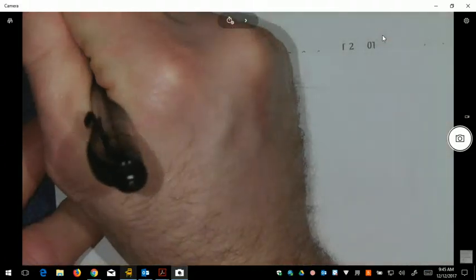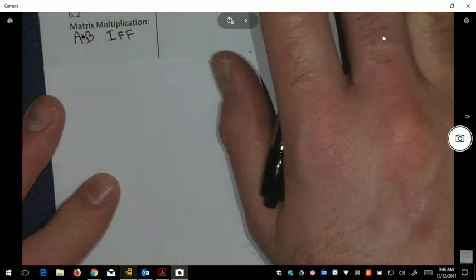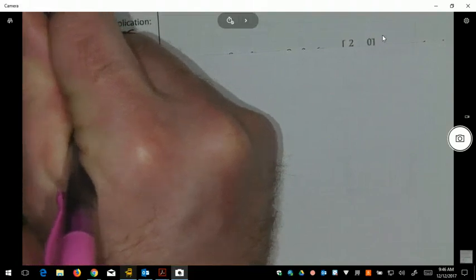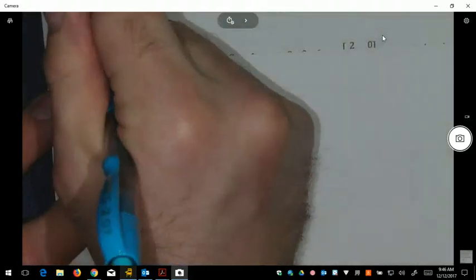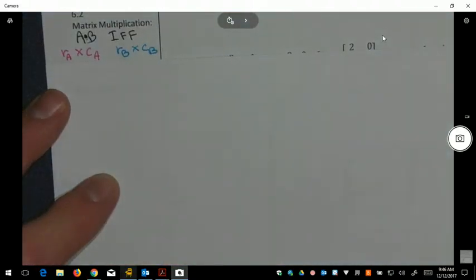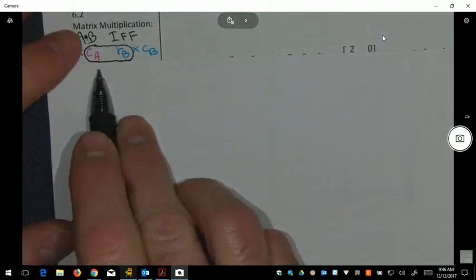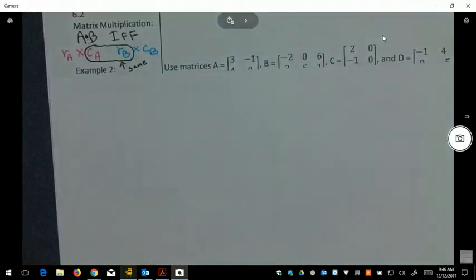So A times B, the product of matrix A and matrix B. So not scalar multiplication, but actual multiplying 2 matrices together. Can only happen if we have the rows of A times the columns of A. That's the dimensions of matrix A. Rows of B times columns of B. That's the dimensions of matrix B. These two right here have to match. The two middle, the columns of matrix A and the rows of matrix B must be the same. If they're not the same, then you cannot multiply the matrices.